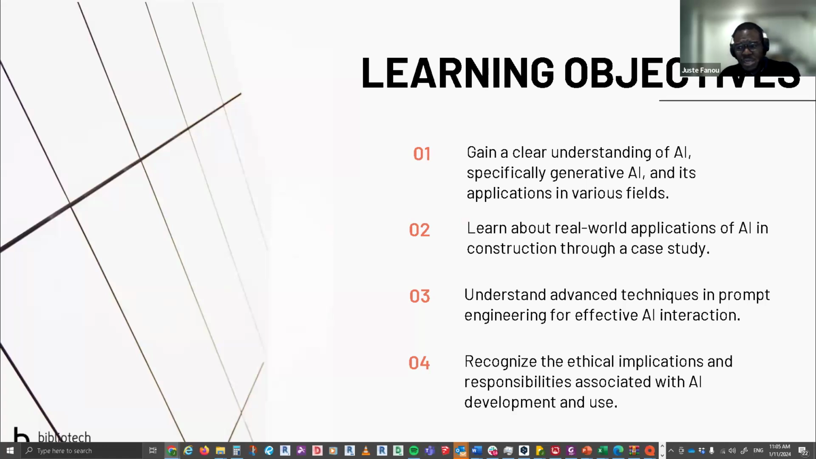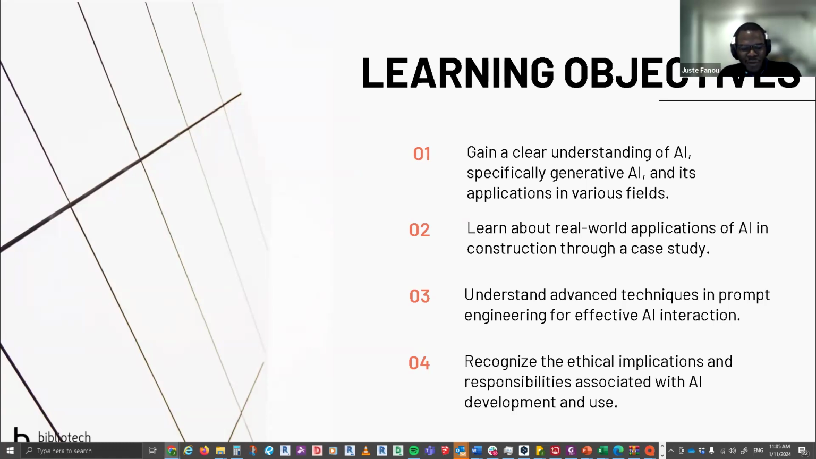So generally, what we're looking at today is making sure that we get a clear understanding of AI, specifically generative AI, and we'll talk about how that's different from what's called discriminative AI and its applications in various fields. We'll talk about real-world applications of AI in construction through a case study called Techie.